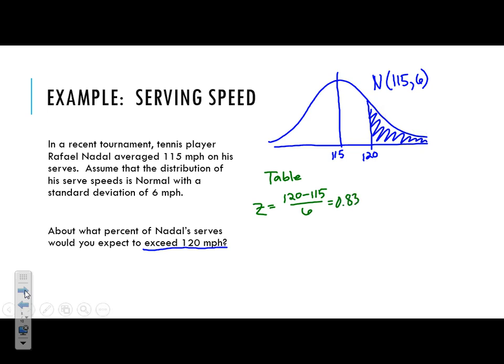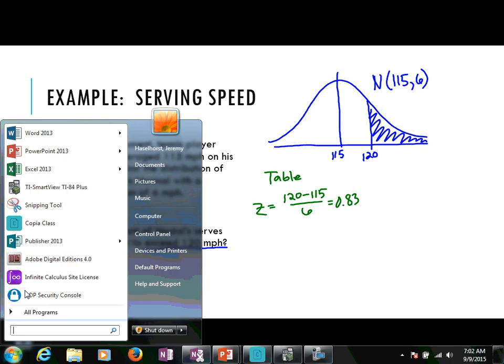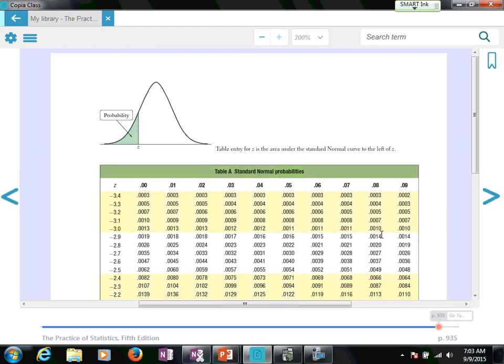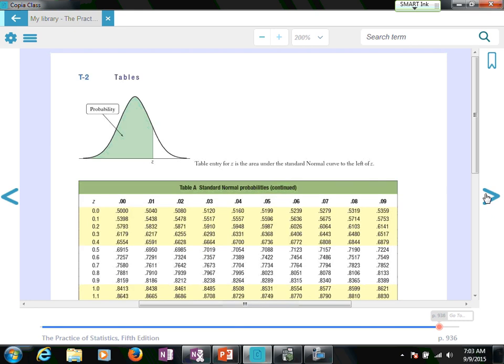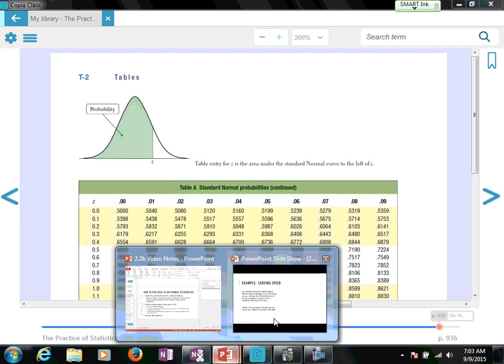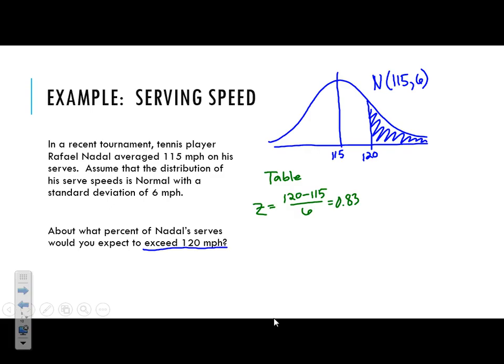All right, so now at this moment, I need to pull my chart up. So let me pull my book back up here. And I want to be on the positive chart. And I want to find the intersection of 0.8 and 3. So we can see that that gives us an area of 0.7967. Okay? Let's go back here. All right, so again, that gave us an area of 0.7967.